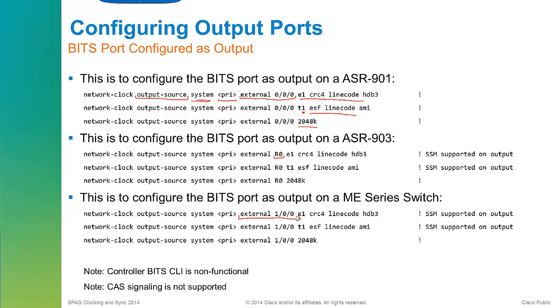So this means output source is the system clock. We've recovered our clock quality from somewhere else, and we're going to put a bits signal out of our bits interface. So one question people might ask is, why do we put it out the bits interface and not out of the E1T1 port, like if we have an E1T1 port on the 901 or the 903? And the normal answer is that SSM might not be supported on the E1T1. So if you need to give SSM bits down to the downstream system so it knows the clock quality it's getting, you have to use the bits port.